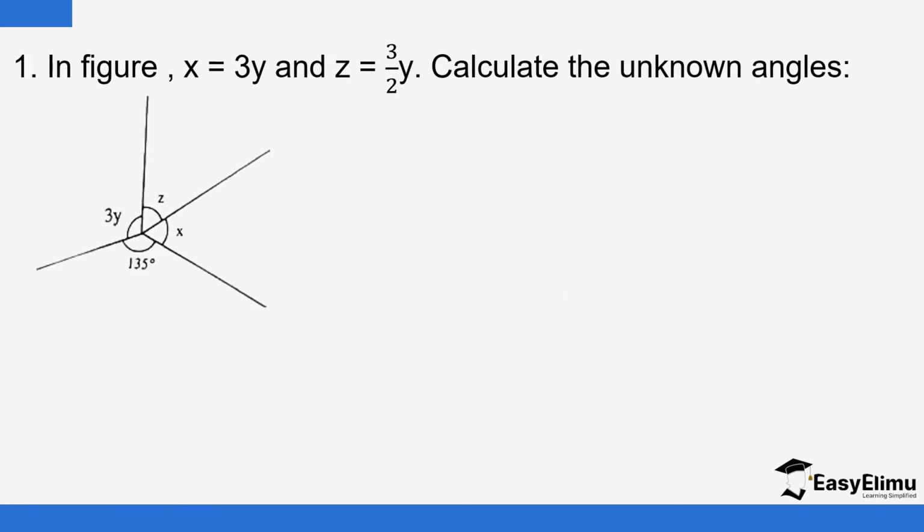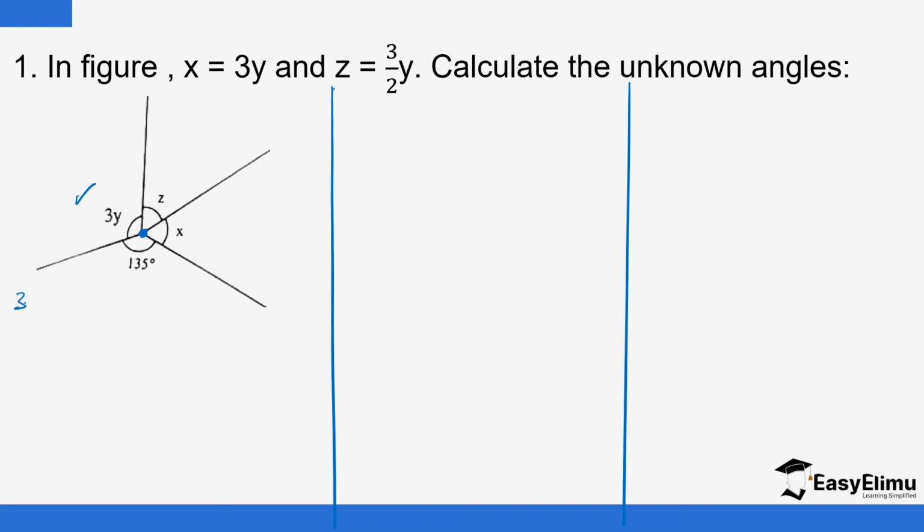A good example is this. You can see the common vertex is here, so the sum of all these angles should be 360 degrees. Let me subdivide this given space into three sections. We have the first one, 3y. I will move clockwise, then z, then x, and finally 135. All of them should be equal to 360 degrees.